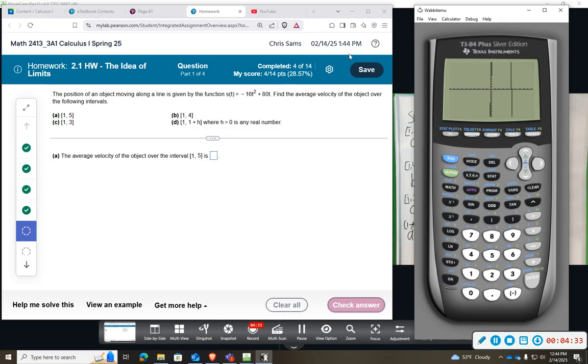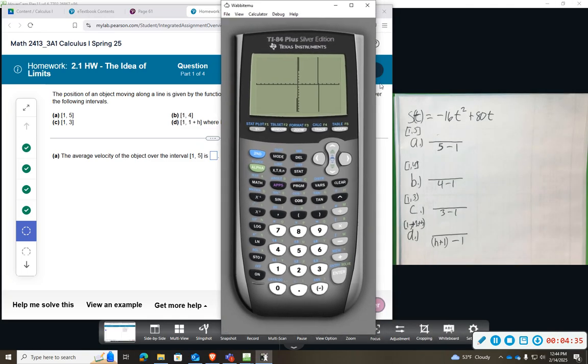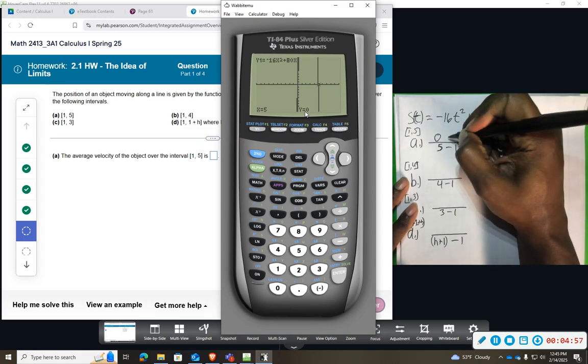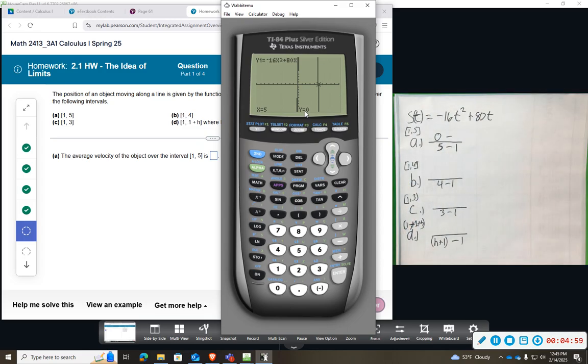I'm trying to find the y value when I plug in 5 and when I plug in 1. So I'm just going to hit trace, and then it will allow me to input a number. When x is 5, we get a y value of 0. That's what my graph is telling me. So we have 0 minus, and then when we plug in an x value of 1, we get 64.